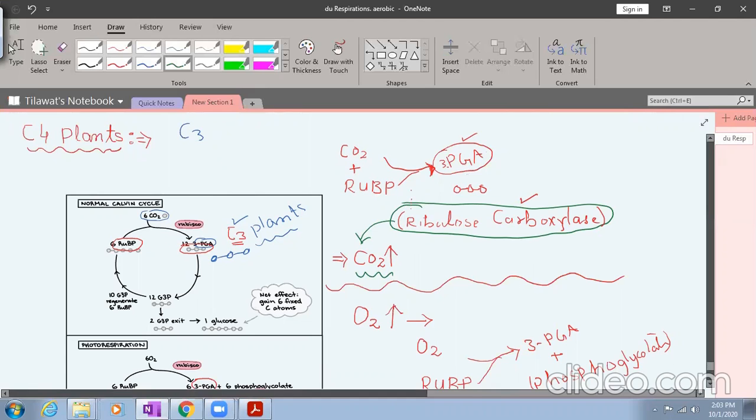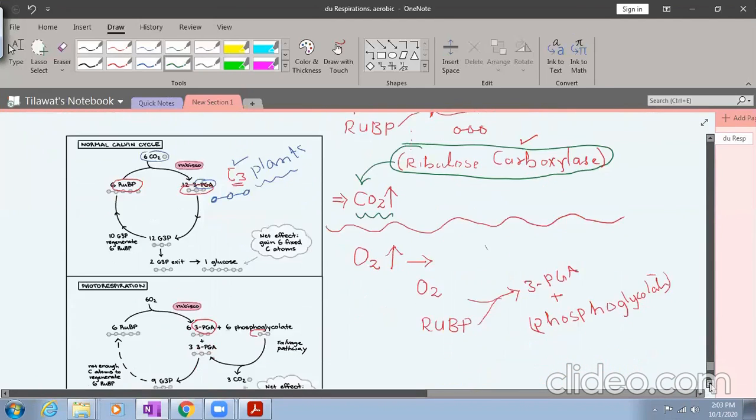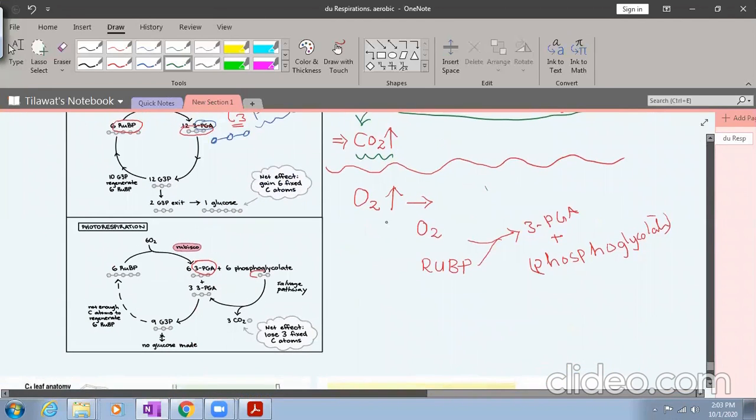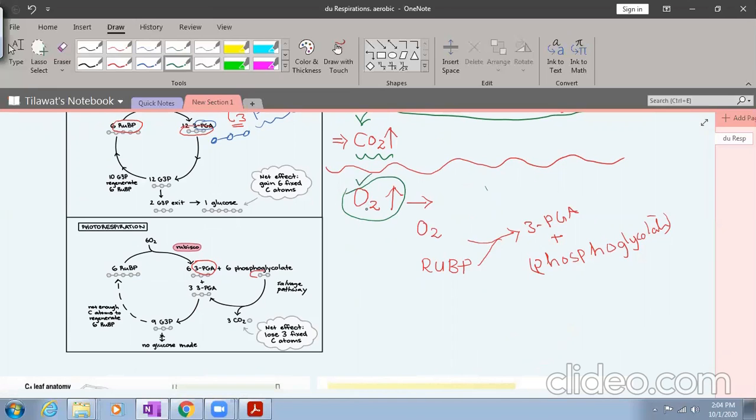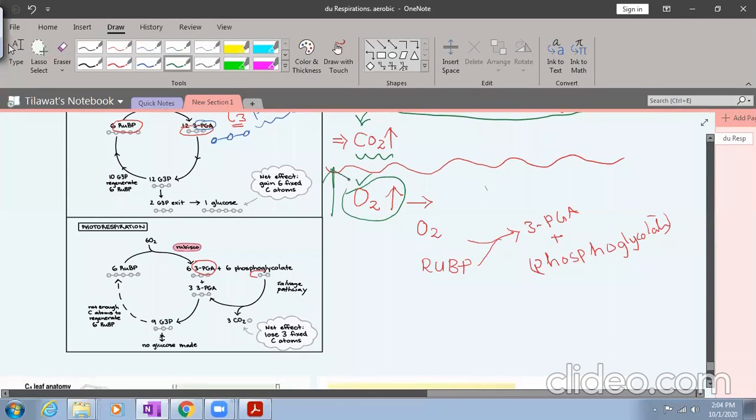But you know, some plants have a problem. They are living at high intensity of light, and the rate of the light reaction is high in that plant. When the rate of the light reaction is high, it means oxygen is more. We know that in the light reaction, oxygen is produced by photolysis of water. So in the light reaction of photosynthesis, oxygen is produced, right?